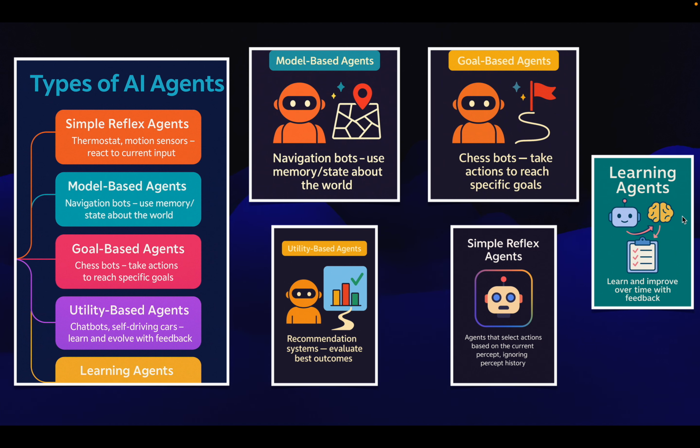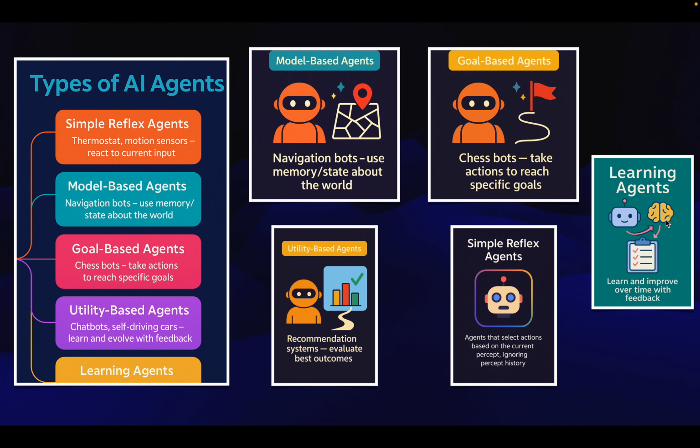Finally, we have the learning agent. These are agents that improve over time. They adapt based on feedback, new data, and a changing environment. For example, a chatbot that gets better with every conversation, or self-driving cars that evolve with more driving experience. They are the future of autonomous intelligence.